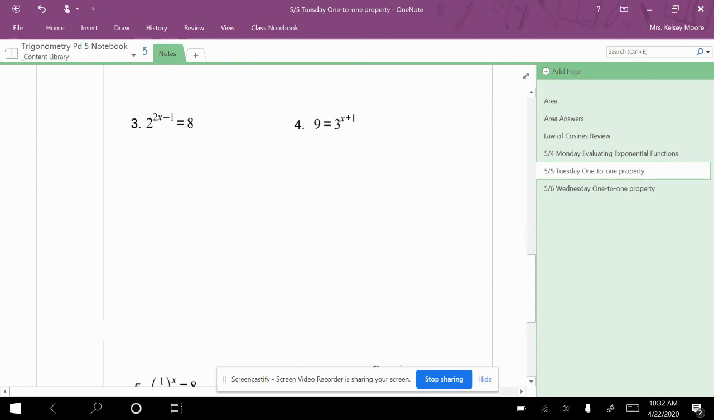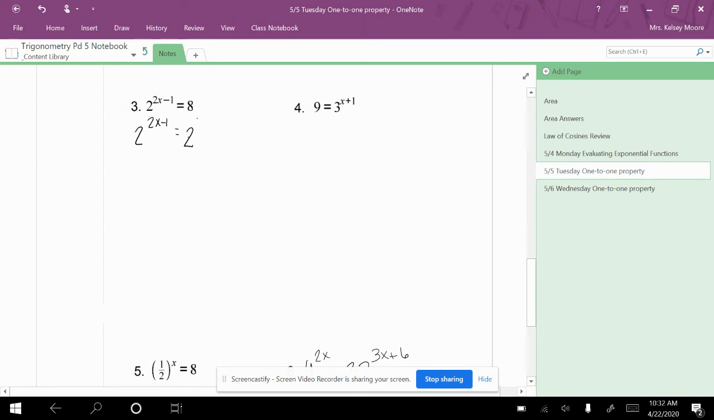Okay, now we have two examples where the bases aren't the same. So this is where you have to make the bases be the same. So take a look at your bases. You have a 2 and an 8. So basically what you need to do is rewrite this 8 with a base of 2. So what you're asking is 2 to the what power will get you 8? And that ends up being 3. So do you see how 2 to the third is the same thing as 8?